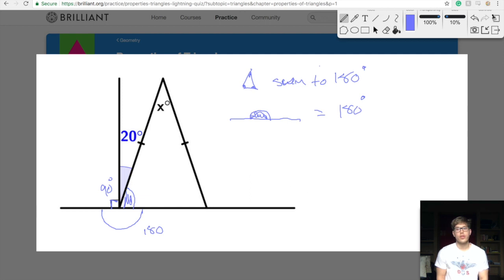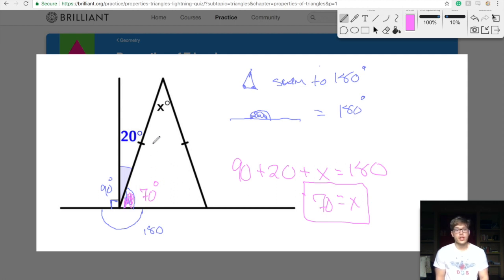So in math terms, we have 90 plus 20 plus our unknown equals 180. So 90 plus 20 is 110. 180 minus 110 is 70. So x equals 70. So this angle here is 70 degrees.